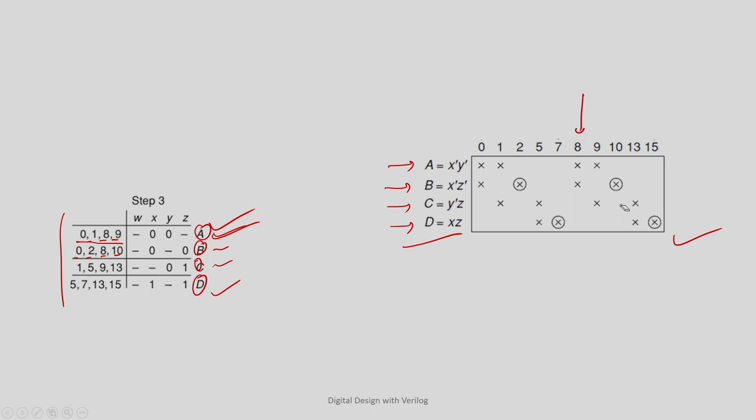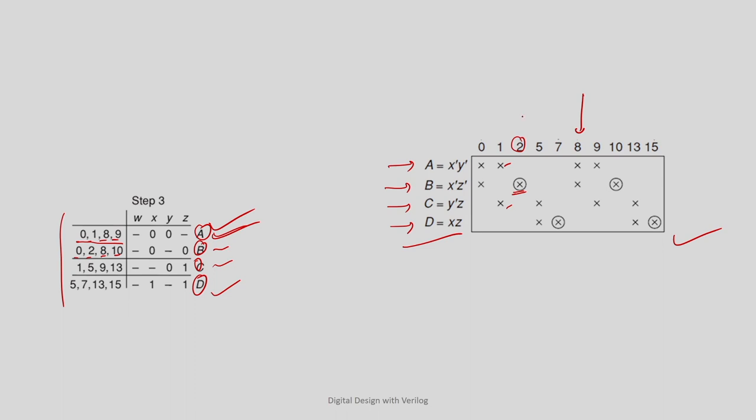Now comes the coverage problem. I will try to see what subset of A, B, C, D will cover all these min terms. To do so, I will try to find out if there is any min term that is covered by a single prime implicant. If so, that is an essential prime implicant. For example, if you take the min term 2, it is only covered by B, not by anybody else, whereas if you take 1, it is covered by A and C. So, this is not covered by a single prime implicant. Remember the definition of an essential prime implicant: it covers certain min terms which are not covered by anybody else.